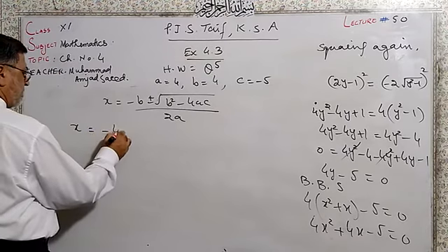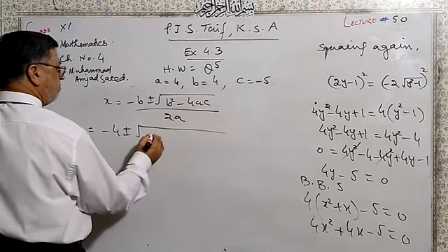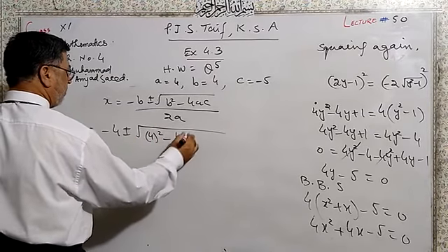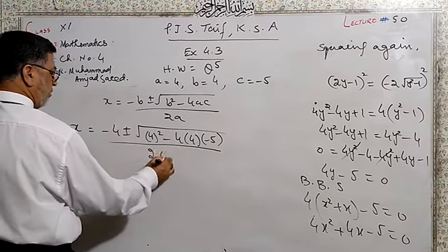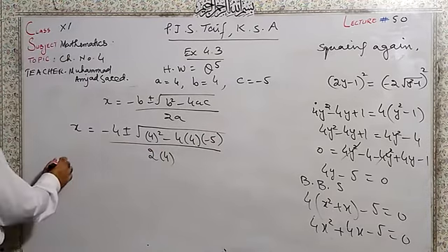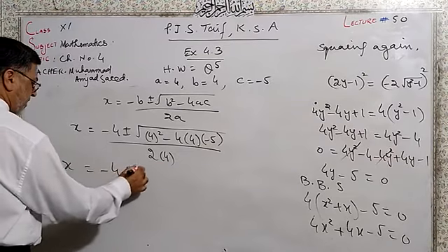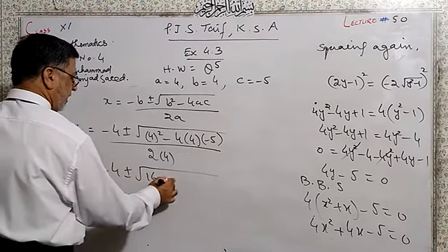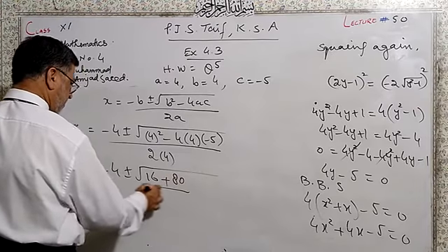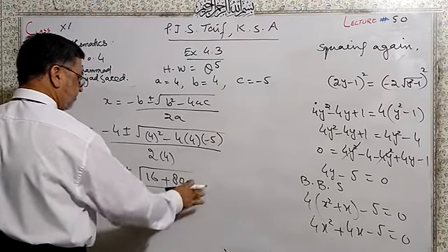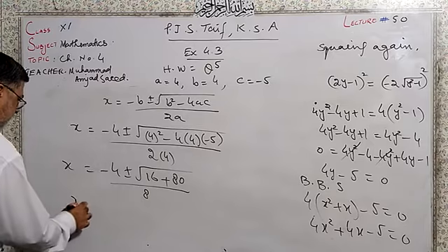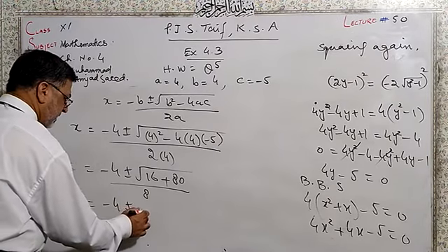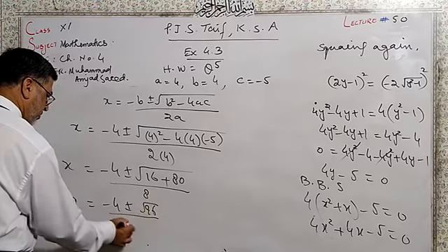x is equal to minus 4 plus minus square root of b square, which is 4 square, minus 4a into c, whole divided by 2 into 4, that is 2a. So x is equal to minus 4 plus minus 16 plus 80 divided by 8. Here is minus minus plus, 20 into 4 is 80. So x is equal to minus 4 plus minus square root of 96 over 8.